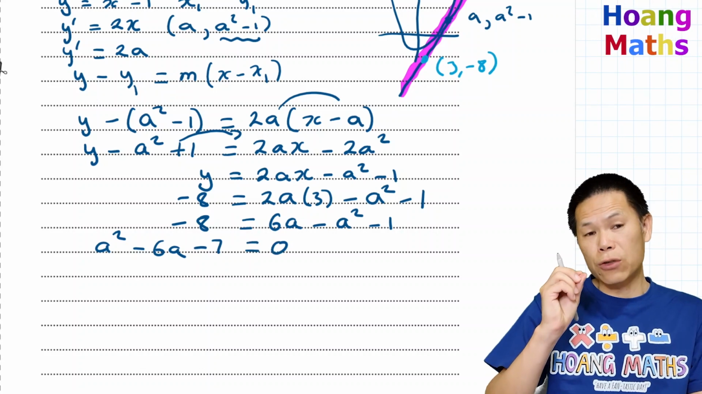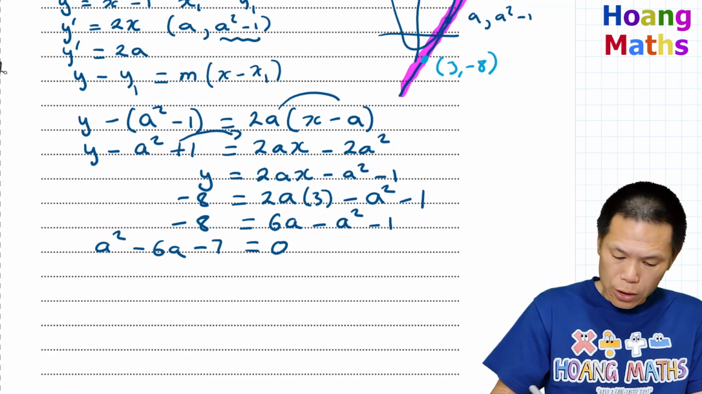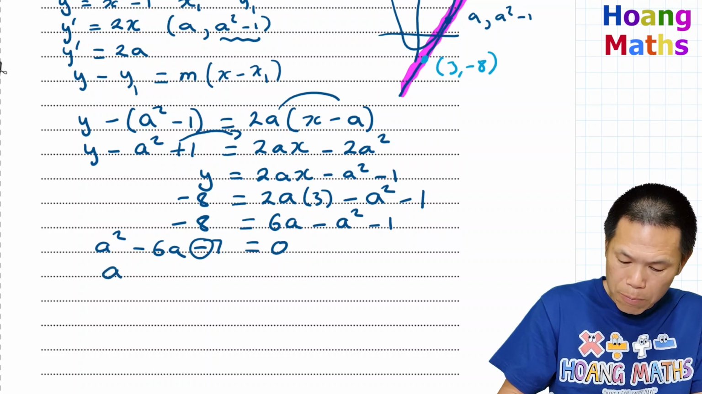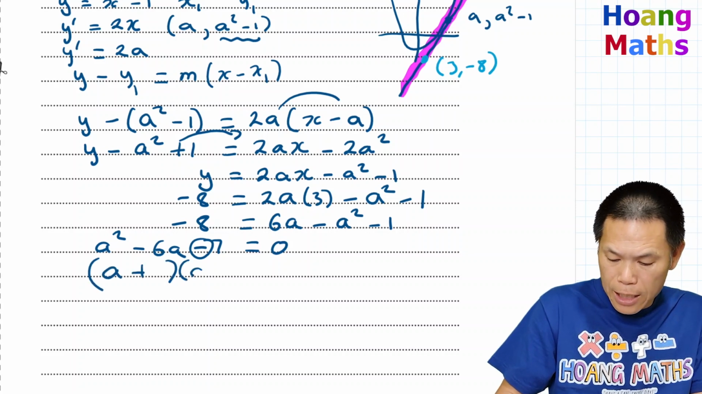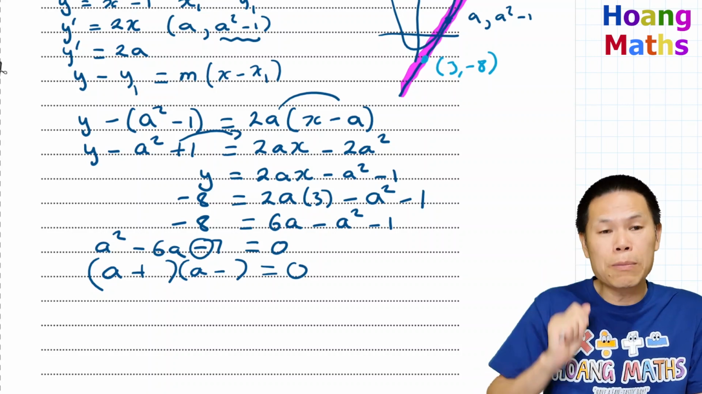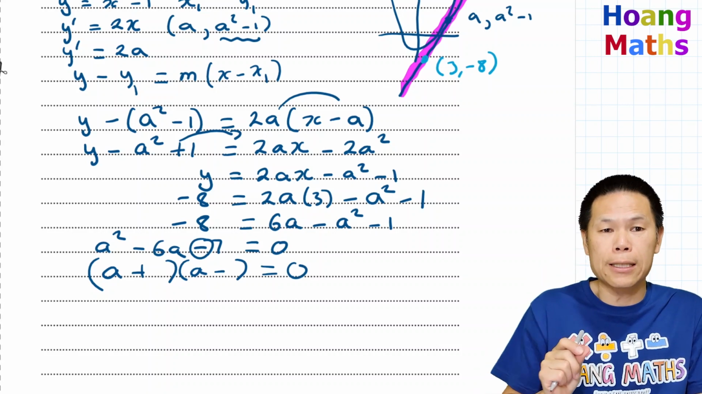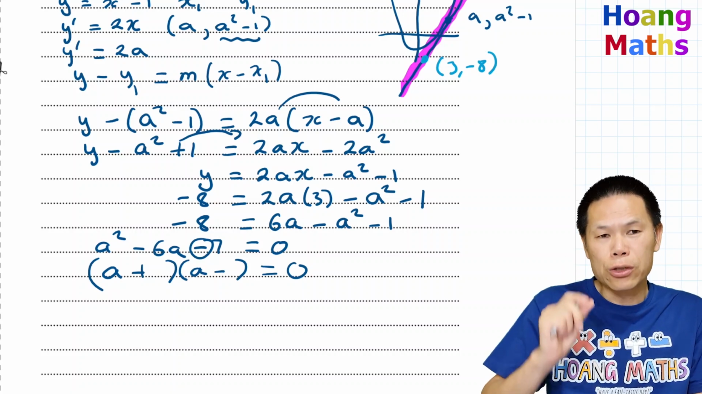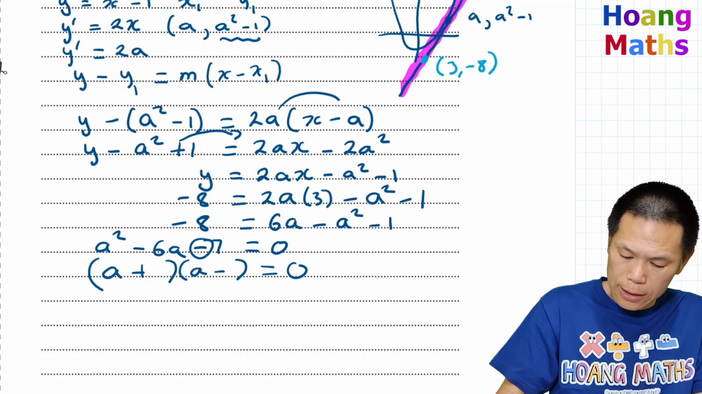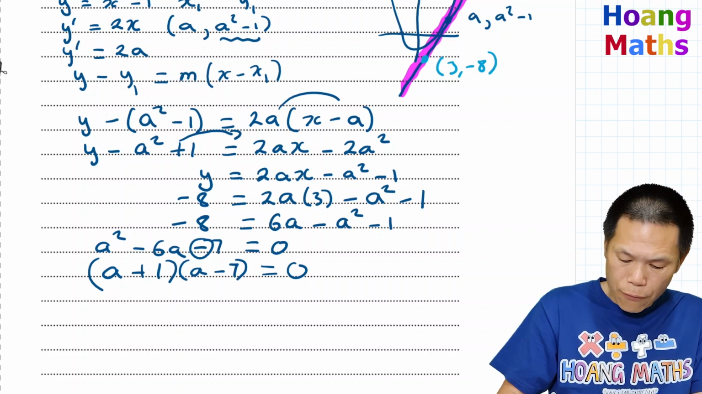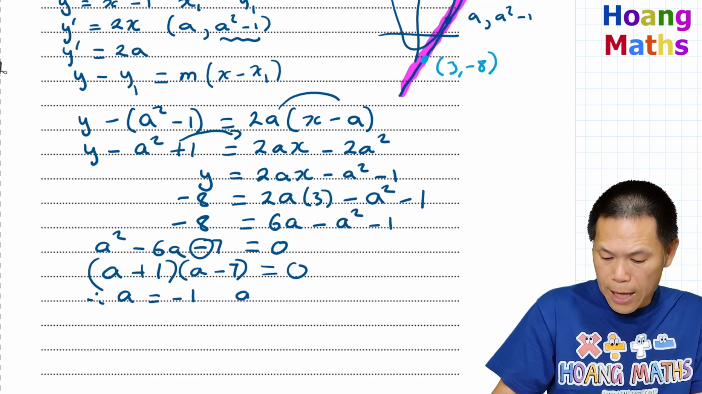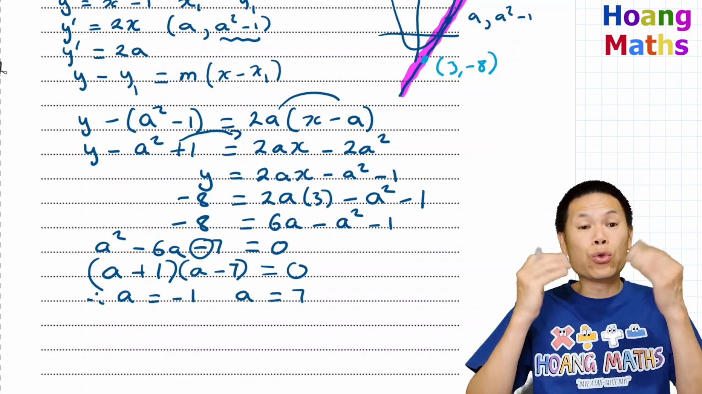So let me just factorize this to solve for a. So we have a negative here, so we have a plus and a minus. And two numbers multiplied together give me 7 and the difference is 6. So it should be 1 and 7. So 7 is on the negative side because of minus 6. So that is 7, that is 1. So therefore, a is -1, a is 7. So we have two answers.